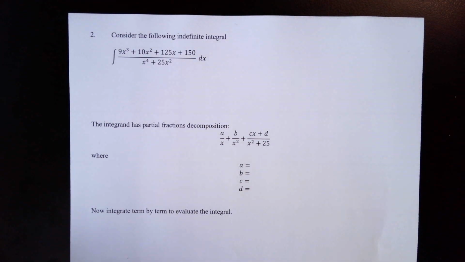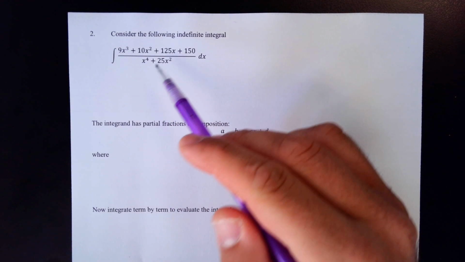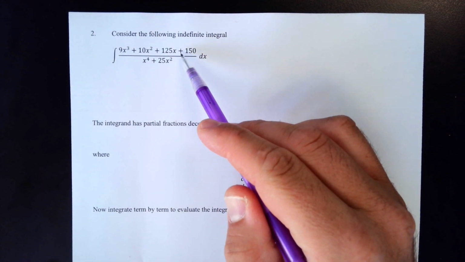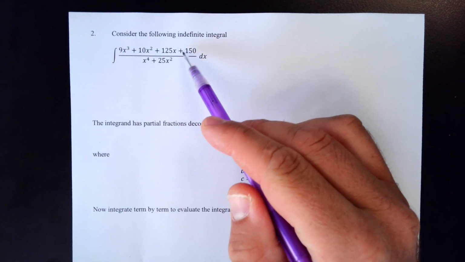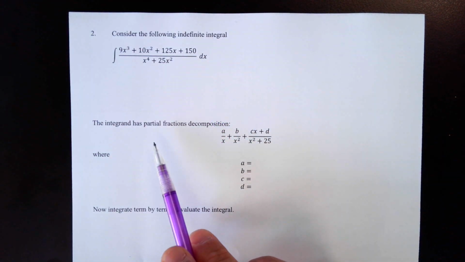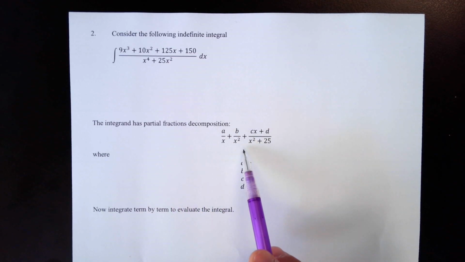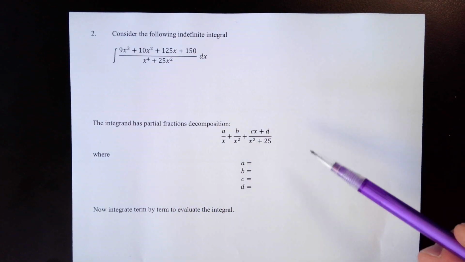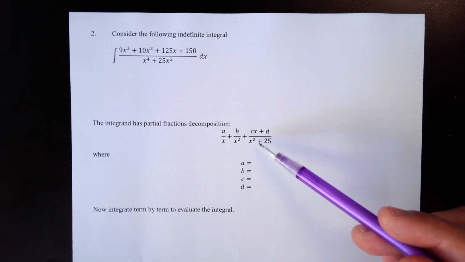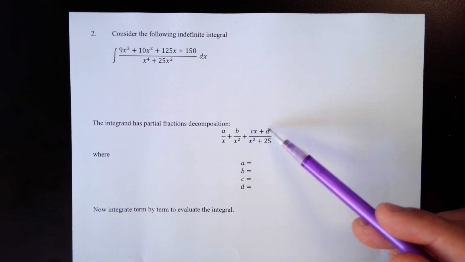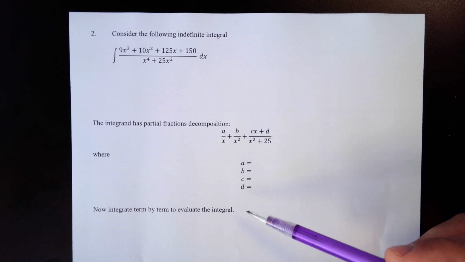This is from section 6.3, number 2, and here we're given this rational function, a polynomial on top and a polynomial on the bottom, and we're asked to integrate. The first thing we're asked to do is write the integrand with this partial fractions decomposition, and then afterwards integrate it. So this is the hardest part, and then hopefully we get the integral into something that's much nicer to integrate.